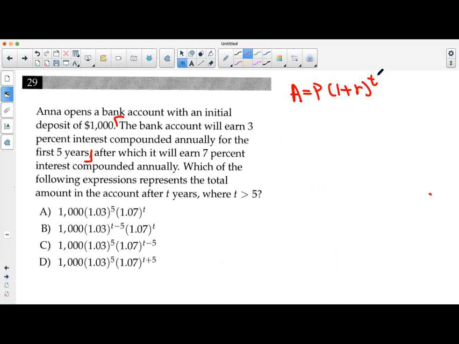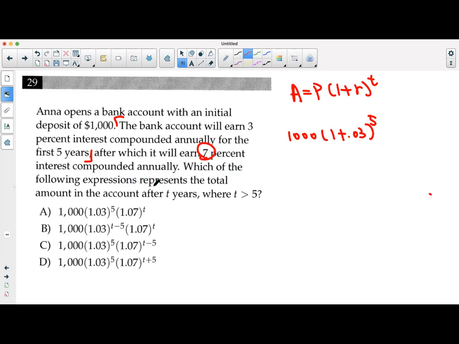3% for the first 5 years, then at that point we have 1,000 times 1 plus 0.03, because 3% is 0.03, to the 5th power. That's basically how much money Anna will have at the end of 5 years, after which it will earn 7% interest compounded annually. So from then on, it's a 7% interest.